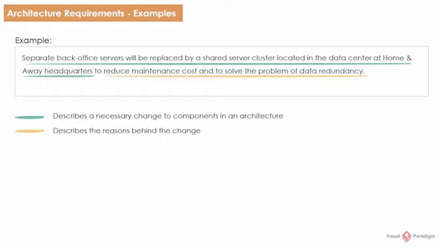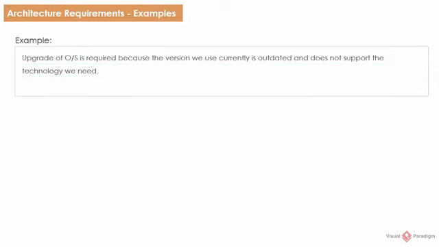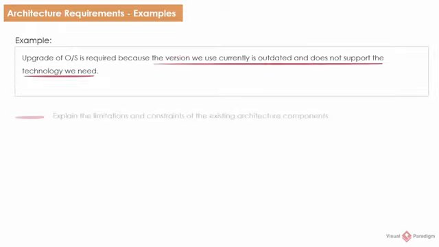Another example. Upgrade of operating system is required because the version we use currently is outdated and does not support the technology we need. Besides describing the change required, this requirement also explains the limitation of the existing architecture components, which is the outdated operating system makes it impossible to support the technology required.